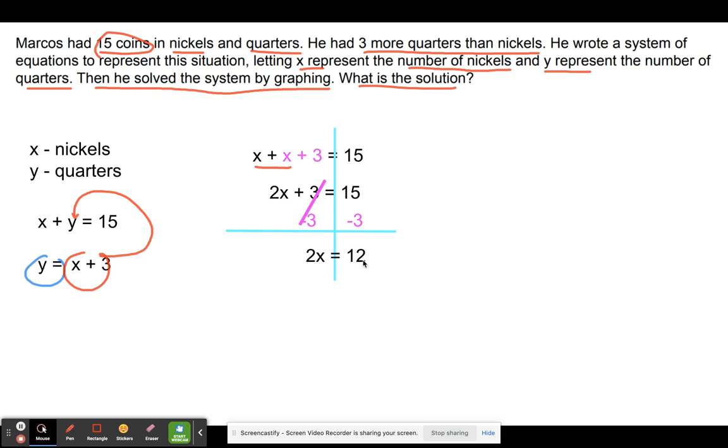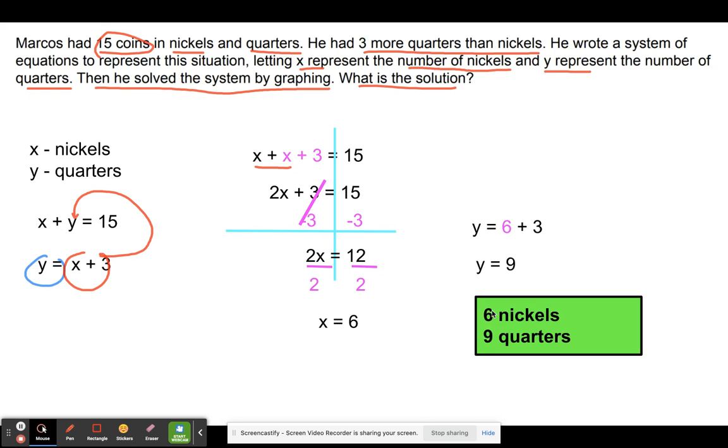Okay, then we get 2x equals 12. Then we divide by 2, and x equals 6. And then I want to plug that into the easiest equation I have there, which would be the second one here. So I'm going to plug in the 6, and 6 plus 3 is 9. So that means the total amount of nickels is 6, and the total amount of quarters is 9. All right, that's it for your notes.